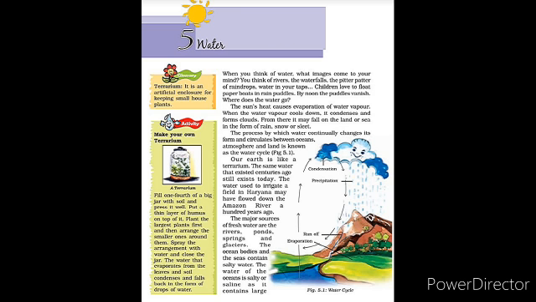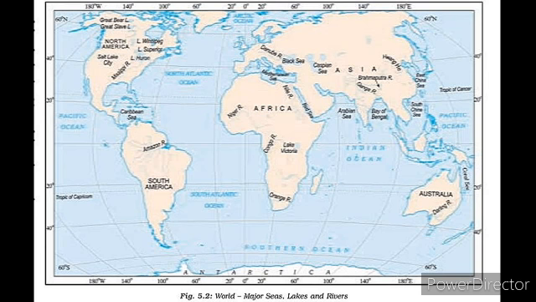In this chapter, we have already discussed the water cycle, which is the process by which water continuously changes its form and circulates between oceans, atmosphere, and land. Then we have discussed some major sources of fresh water, which are rivers, ponds, springs, and glaciers. We have also discussed the ocean bodies and seas which contain salty water.